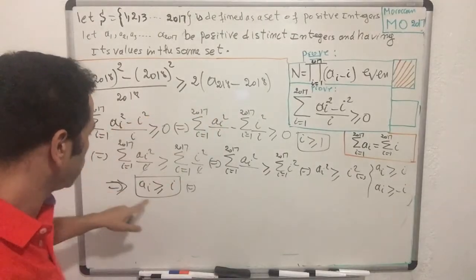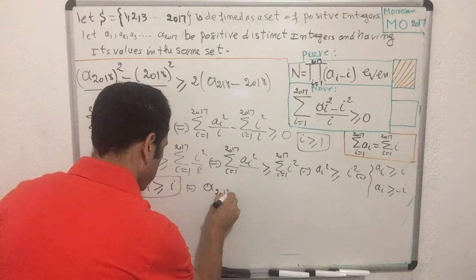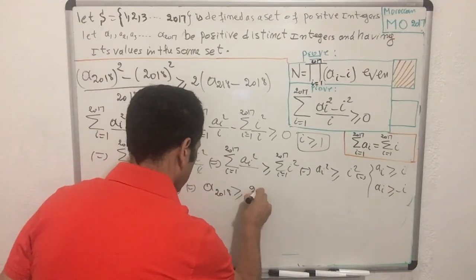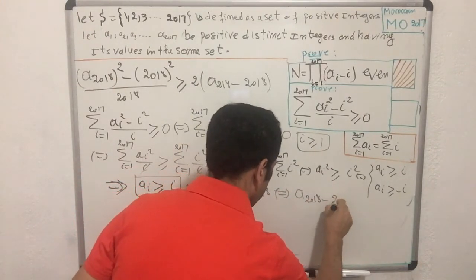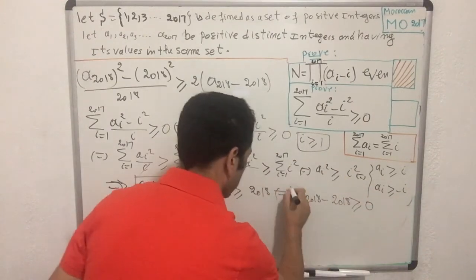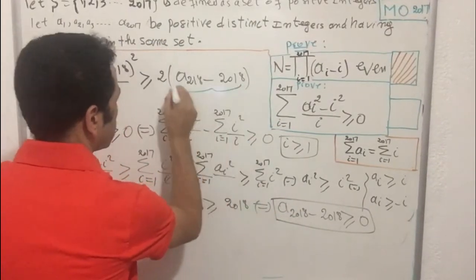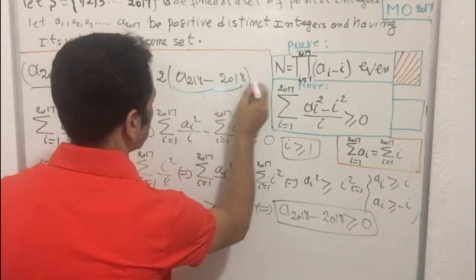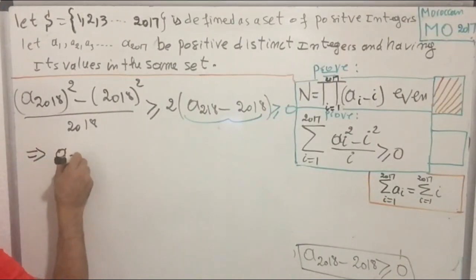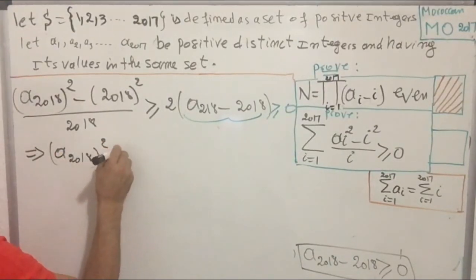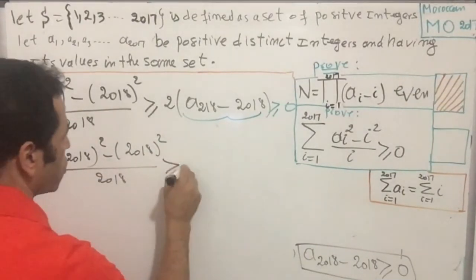So insert 2018 into I here. That means A 2018 superior or equal to 2018, equivalent to A 2018 minus 2018 superior or equal to 0. Now I prove it. This one, we prove this one superior or equal to 0. So this one means A 2018 square minus 2018 square over 2018 square superior or equal to 0.